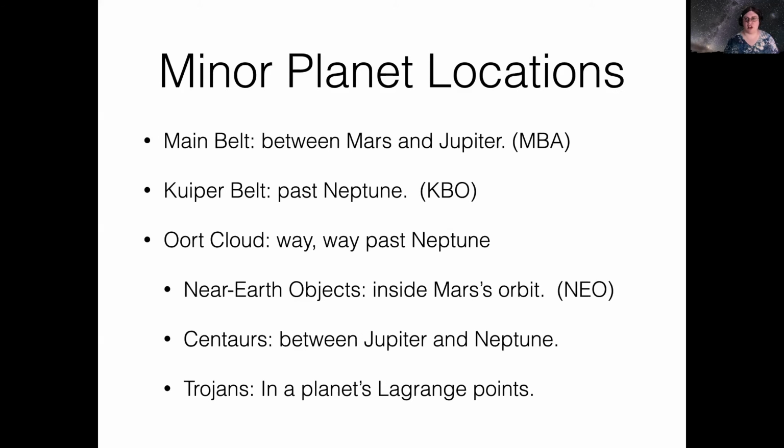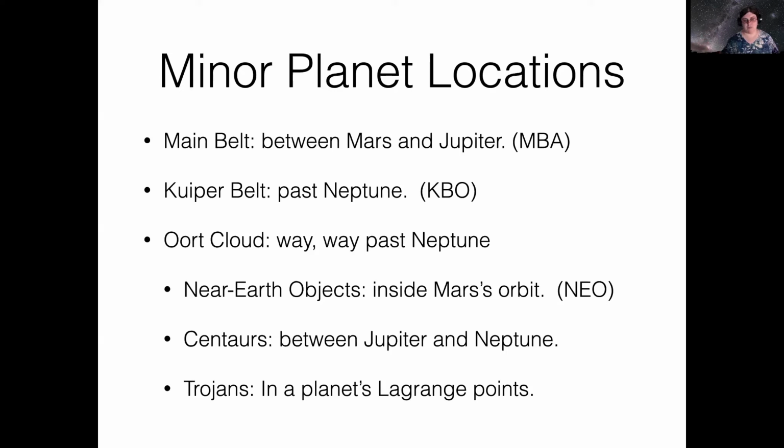All right, so let's talk about where we find minor planets. First, we have 3 belts. The main belt, it's between Mars and Jupiter. We often call those objects main belt asteroids, MBAs, not to be confused with the degree the business college gives you. Kuiper belt, that's out past Neptune. There's a nice belt there. Objects are KBOs, Kuiper belt objects. The Oort cloud is way, way, way, way past Neptune.